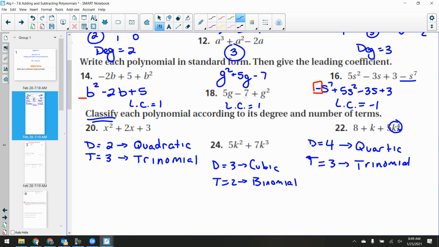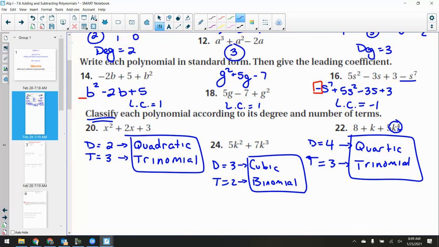Guys, you don't have to write the d equals t equals. This is really all I need for all of those. Just the name. Okay, just the name. People, do you have to memorize those? Yes. I'm telling you right now ahead of time. Okay, do whatever you need to do.